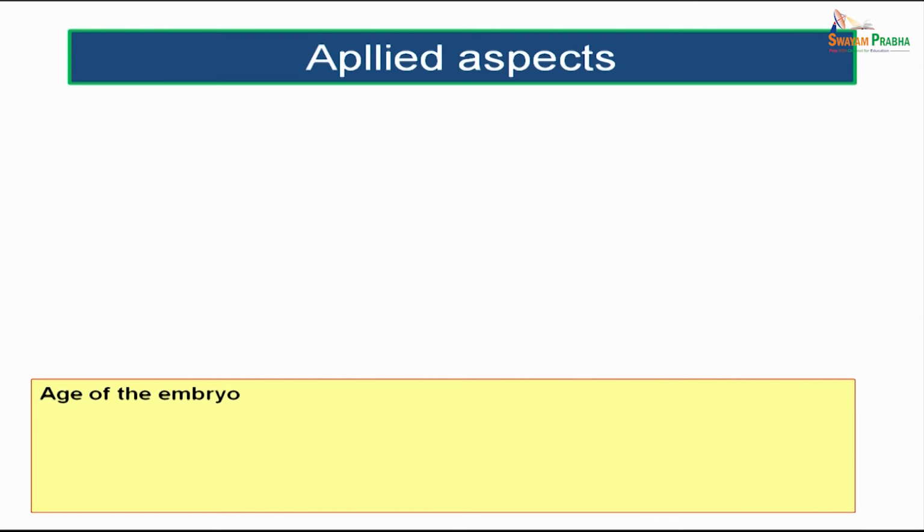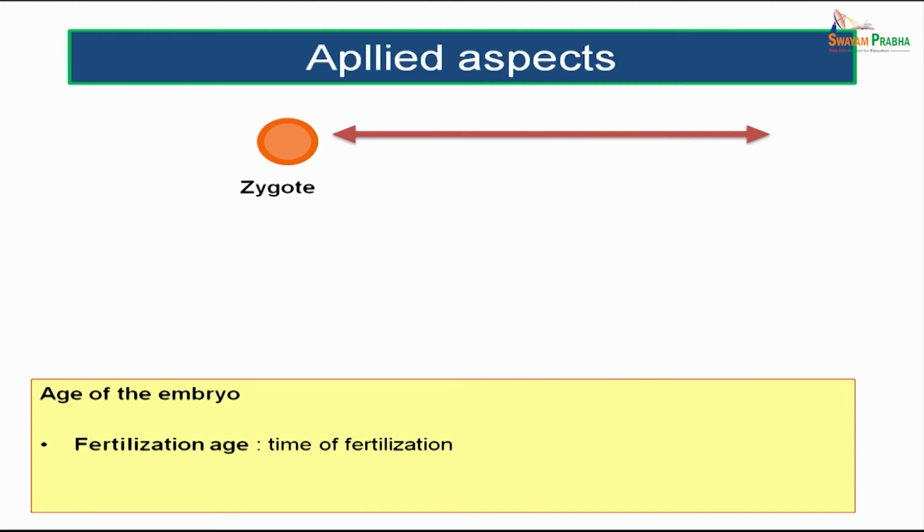Coming to the applied aspects of fertilization, when we calculate the age of the embryo, there are mainly two types. One is the fertilization age. What do you mean by fertilization age? The fertilization age is calculated from the time of fertilization, that is from the time of zygote formation till the birth of the newborn. So, this phase is considered as the fertilization age.